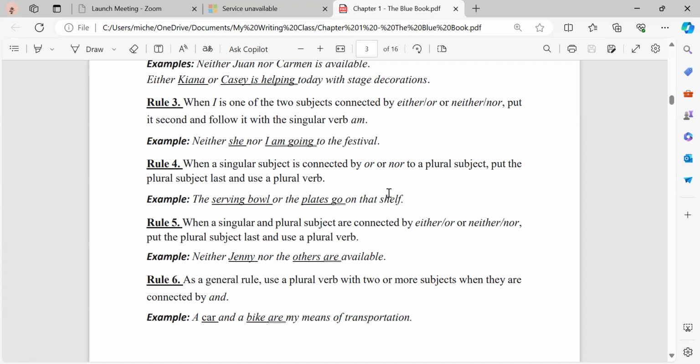So when we are trying to connect two subjects and one of them is plural, we should put the plural one at the back of the sentence. For example, plates is the plural one, so we put this at the back. And then we use a plural verb, which is right here, go. We don't say the plate goes, but we say the plates go because it's a plural verb. The plural verb of go would still be go, and the singular one would be goes.